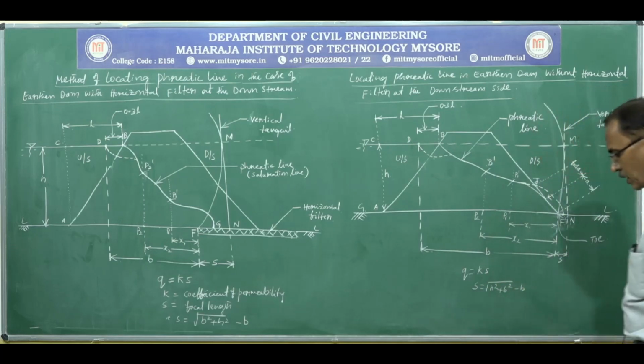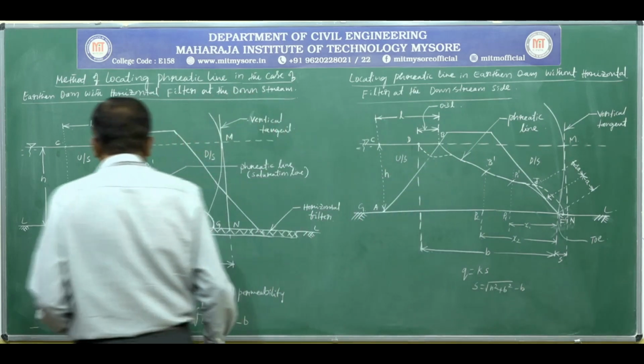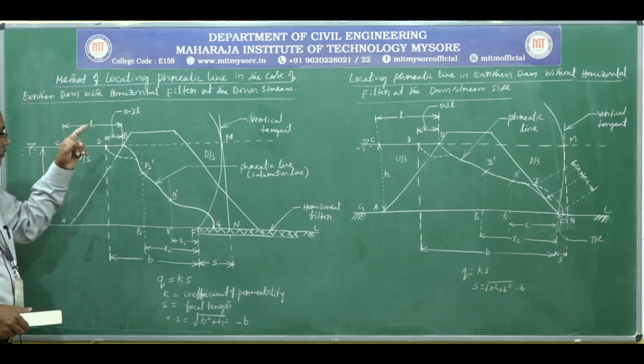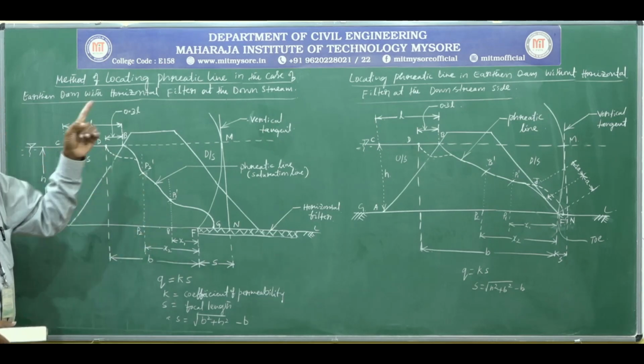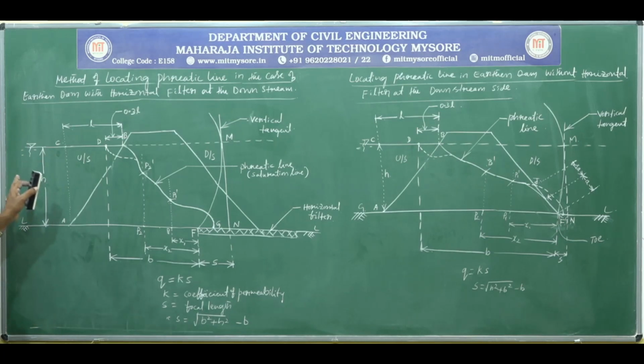So like this we can locate the phreatic line in the case of an earthen dam with the horizontal filter and without the horizontal filter at the downstream side. So this is all the theoretical portion of the flownet, and we can take up numerical problems in the next class.